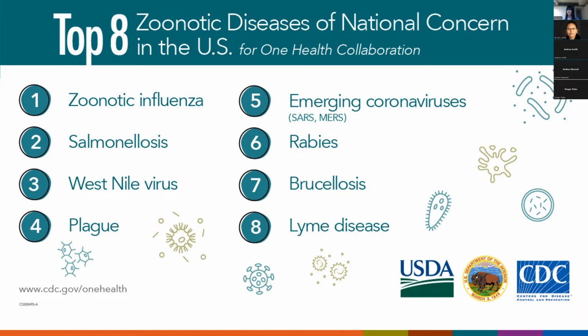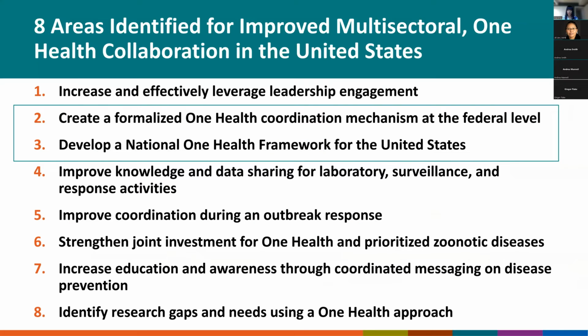And you can note that emerging coronaviruses was listed at number 5. And this is 2 years before COVID ever emerged. So since this time, the federal agencies that were involved in the OHCDP have been working to improve this kind of joint capacity to control these zoonoses. The other notable output were areas for improved One Health collaboration and coordination in the United States.